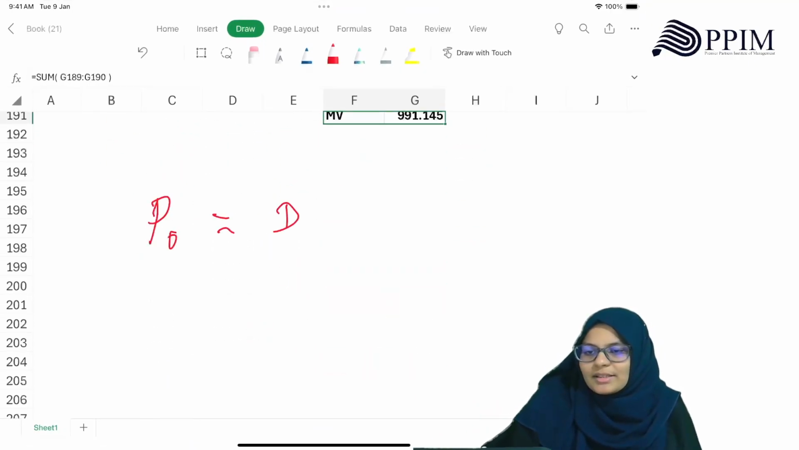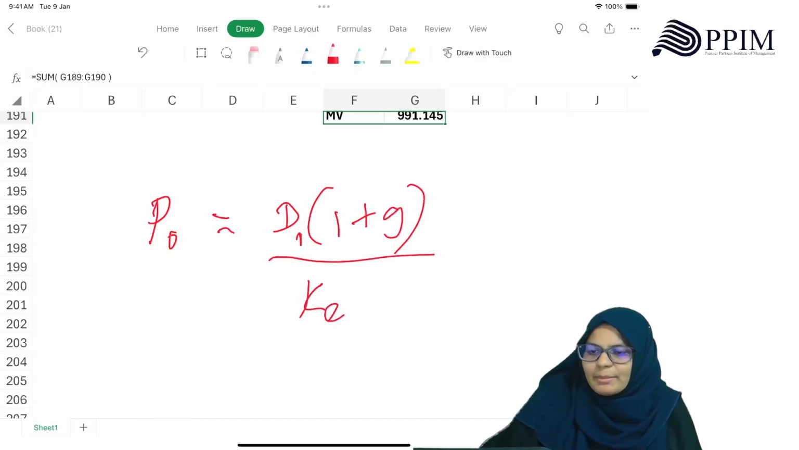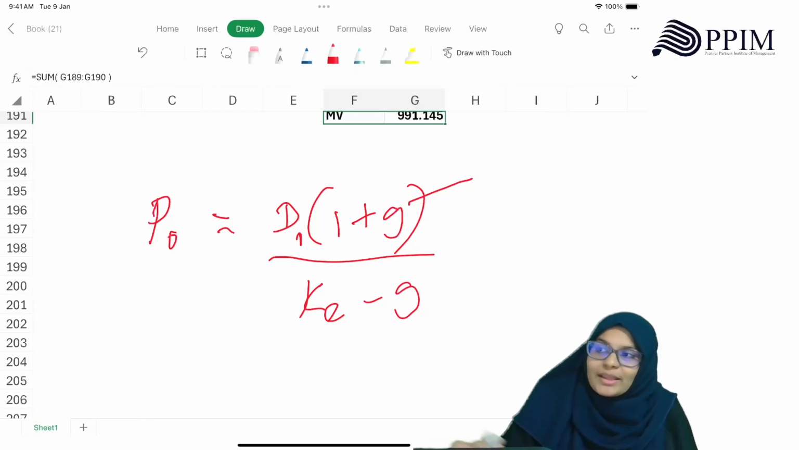P naught is D naught times 1 plus g over Ke minus g, right? So what are the many assumptions that we make here? The first assumption is that this growth rate will be constant. Then, the way we calculate growth, we extrapolate past dividends and assume that the pattern of the old years is going to continue into the future, which may not happen in real life.